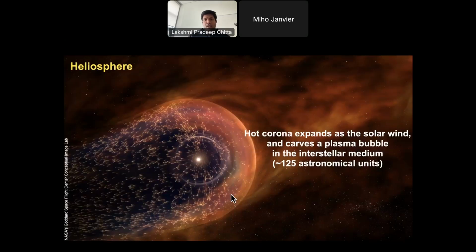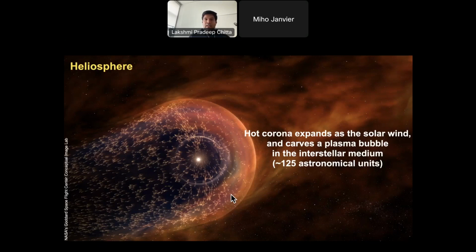Not only is the corona hot, it actually expands outward almost supersonically, and then carves a big plasma bubble in the interstellar medium. Now, this plasma bubble that we call the heliosphere extends more than 120 astronomical units and encompasses the entire solar system with its planets.